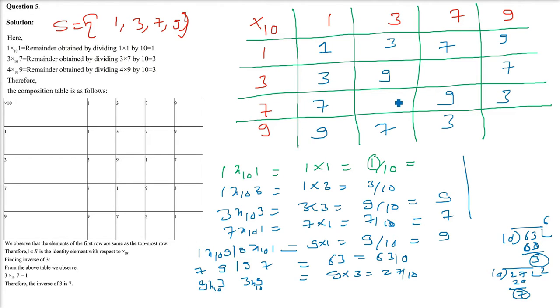7 3s are 21. 10 2s are 20, 1 will remain, so 1 I put. 9 9s are 81. 10 8s are 80, so 1 will remain. Okay, the whole table we have found.